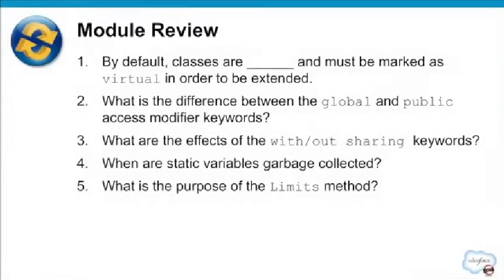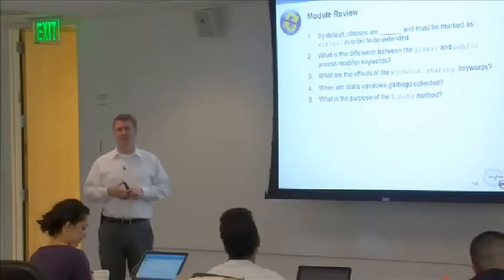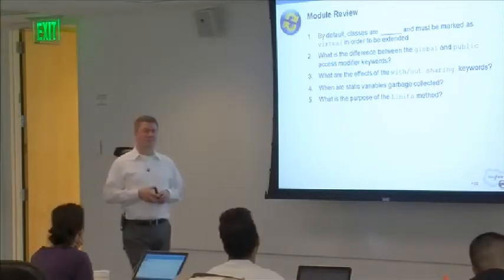Okay. So what do the with or without sharing keywords affect? What do they apply to? Let me put it that way. Apex execution, and then what is your Apex doing? Yeah, accessing the database. So whether or not the user has the ability to find the record based on a query or update the record based on a DML operation that they might perform. Okay.